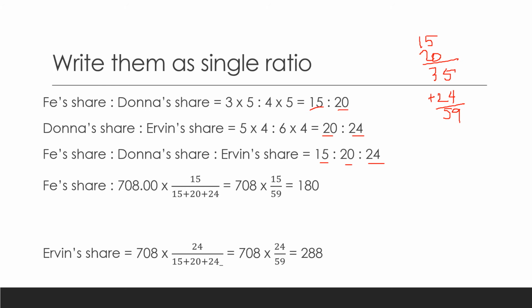Therefore, if we are going to get the share, so Fe's share is from 708 pesos times 15 over 59, the total. So if we are going to multiply 708 times 15, how much do we get?